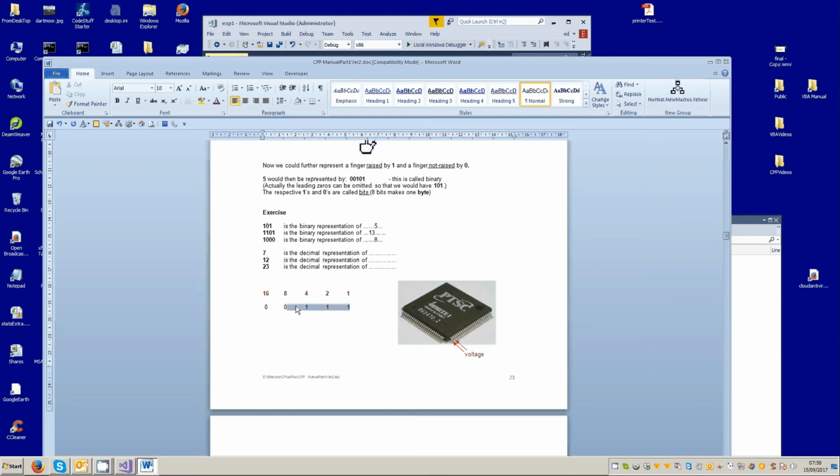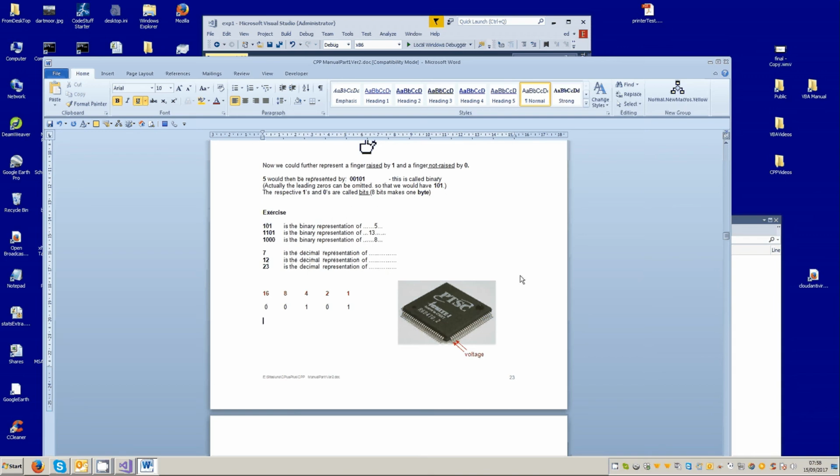binary representation of 7. So just looking at this one again, 1, 0, 1, 1 represents 5. So if I just put that in there, 1, 0, 1 that is the binary representation of the decimal number 5. Now, how do you actually represent that in a computer?